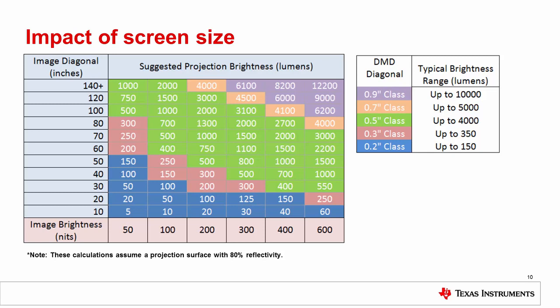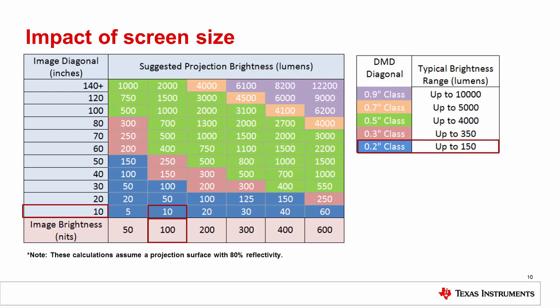Here we've summarized the suggested projection brightness in lumens as a function of diagonal image size and image brightness levels. For example, if we need a 10-inch image with 100 nits of image brightness, the suggested projector brightness will be 10 lumens, which can be designed using a 0.2 class DMD. This DMD can support up to 150 lumens.